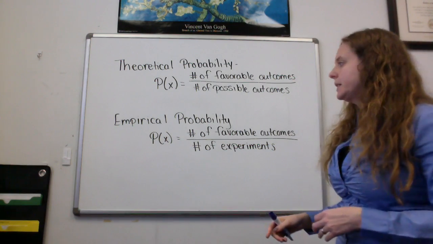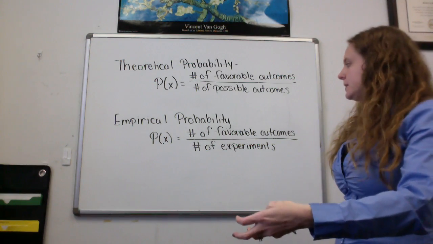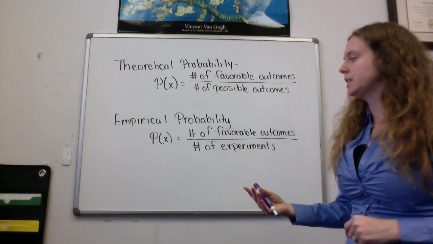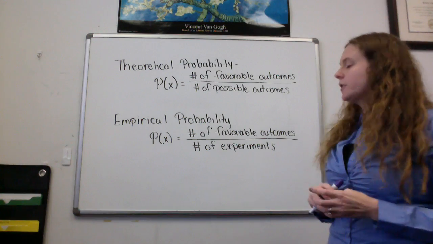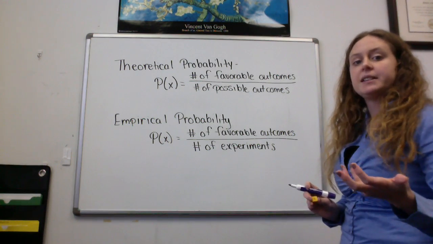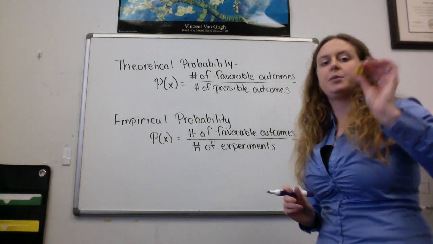The empirical probability is actually doing experiments. So we still have our favorable outcomes, how many times it happened in our experiment. But this time, instead of our sample space on the bottom, it is the number of experiments that we actually conducted. So let me do it with a real-life example of a dice.